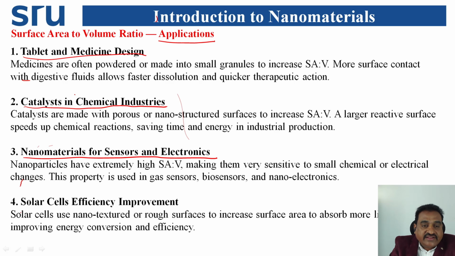Coming to another application, solar cell efficiency improvement. Solar cells use nanotextured or rough surfaces to increase surface area to absorb more light, improving energy conversion and efficiency.